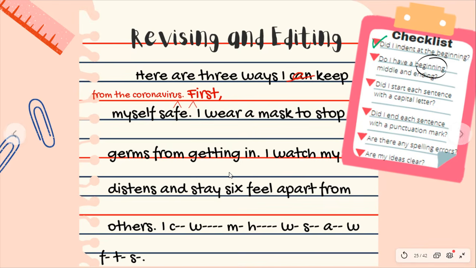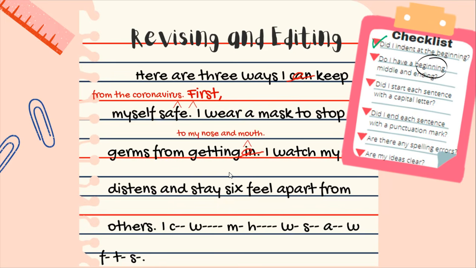Now, this sentence doesn't seem too clear. So instead of using the word in, I'm going to make it clear by adding to my nose and mouth. I'm going to reread it out loud. First, I wear a mask to stop germs from getting to my nose and mouth. Now that that's squared away, I'm going to go ahead and move on to my second detail.